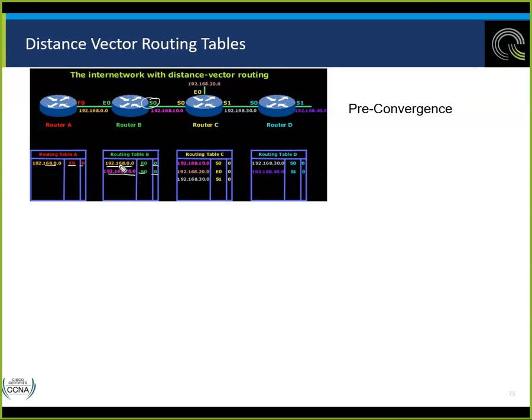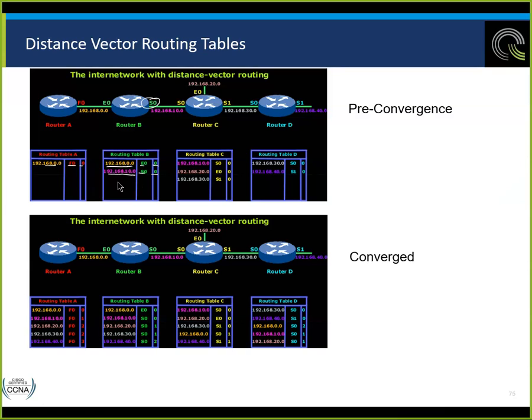But when we start advertising these things, the 192.168.10, each of these is going to be on the interfaces. The hop count will be 0, and this is in the pre-convergence portion of what goes on. Once we are converged, we've shared all of the information.